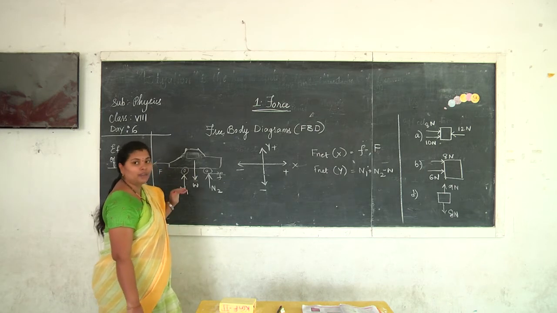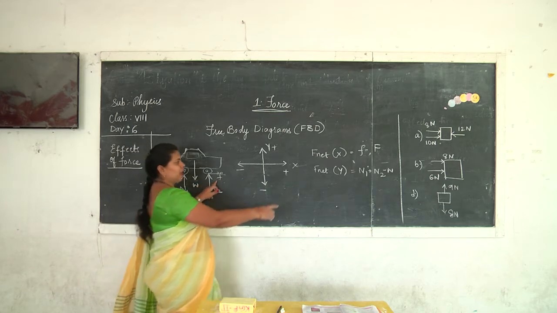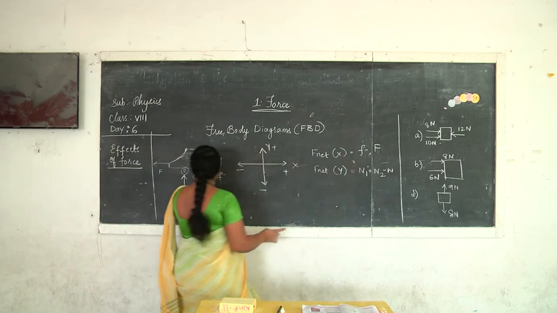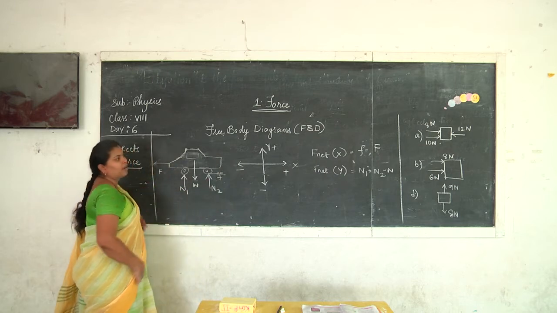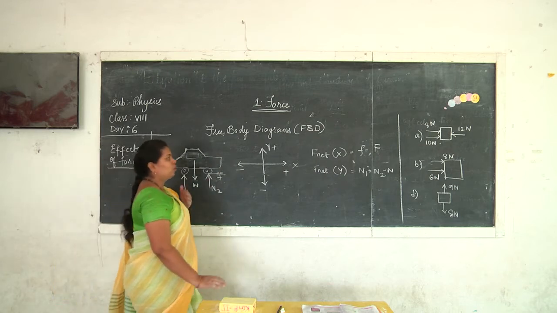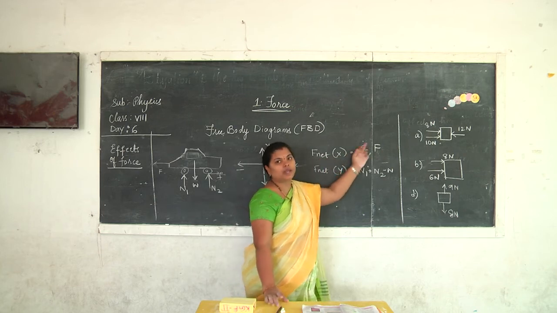Now what is the net force along x-axis? If you say this frictional force will be having positive sign, and as the applied force is moving in this direction, it will be taken as negative sign. Now total force or the net force along x-axis will be F minus F.